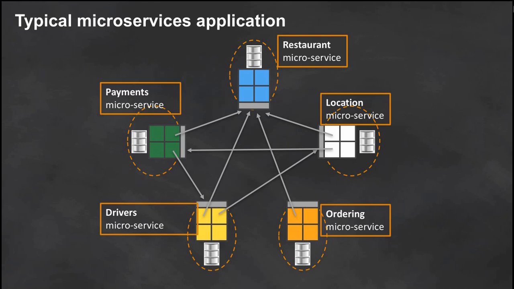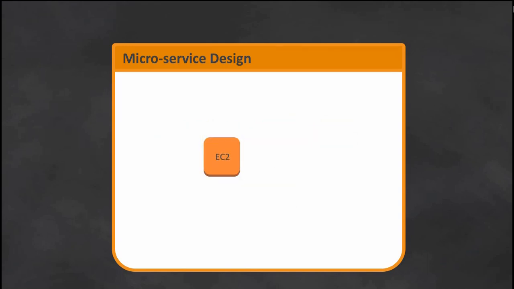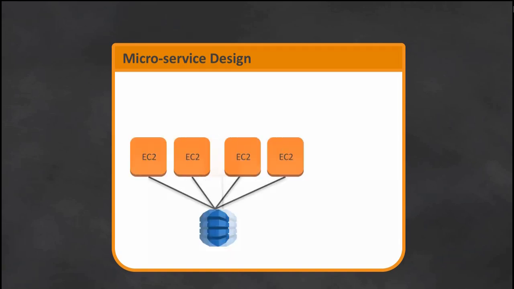Now let's take a look at how to design these microservices and what approaches you can take on AWS. So approach number one is you can simply start with EC2. You can have your application binaries loaded on EC2 and have a data store where you can store all your data. Scale EC2 by putting it in an auto-scaling group, attach it to a load balancer, and this is a pretty good design. And this is what Gilt was talking about, deploying their microservices using this technique.